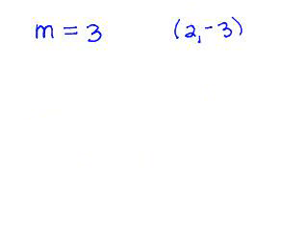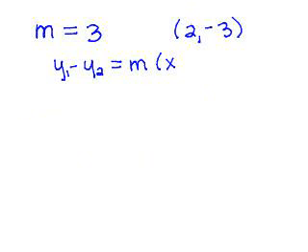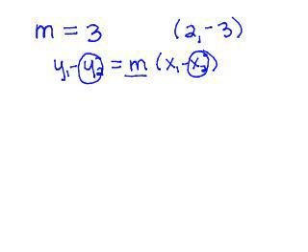So this is a perfect time to use the point slope form because we're given the slope and a point. So the point slope form, y1 minus y2 is equal to the slope times x1 minus x2. Okay, so what we do is we substitute in the point for this x and this y, and then we put the slope in here, and then we'll just drop off those little subscripts on the y and the x.